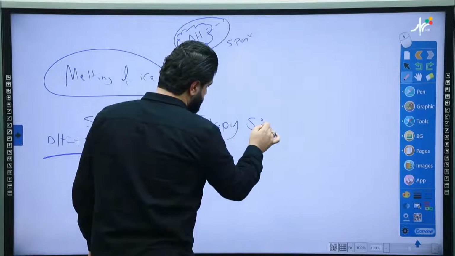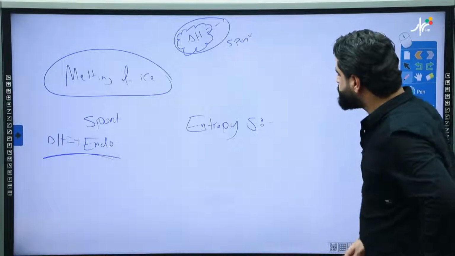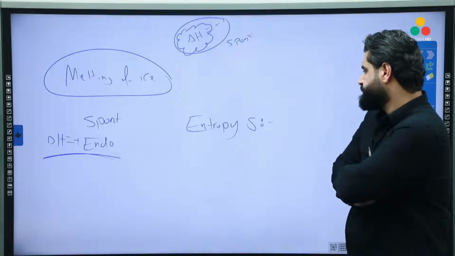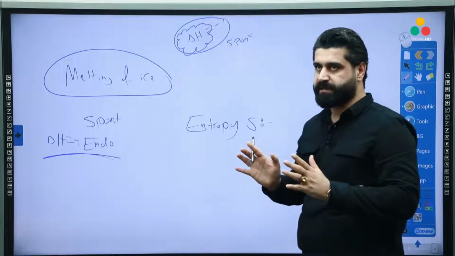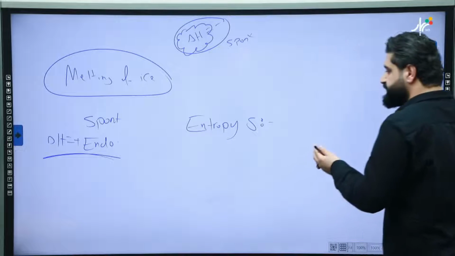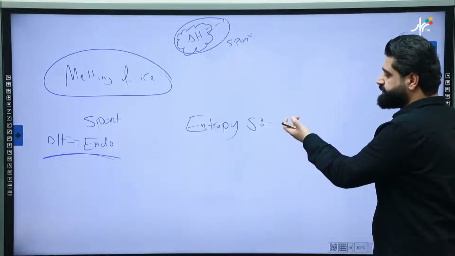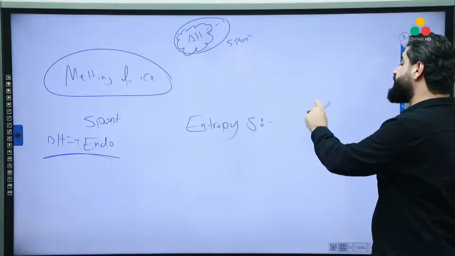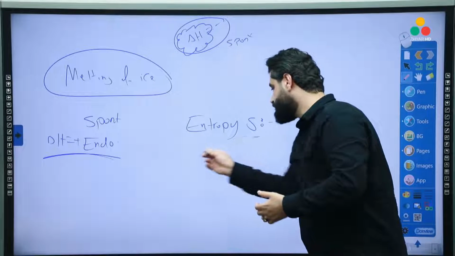Entropy, S. What is entropy? So we have finished with delta H, and now we're going to study delta S. What is entropy? Entropy is a measure of the degree of randomness of any particle in an identified system. It means if you have a system, of course, a system in chemistry means a reaction, an equation. Any experiment we call a system in chemistry. So the degree of randomness of the particles can be expressed by entropy.